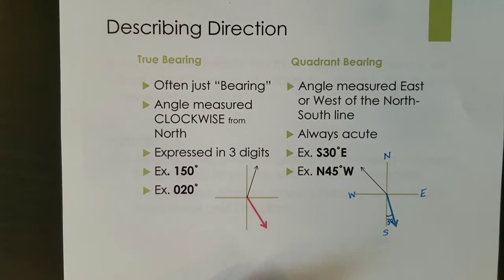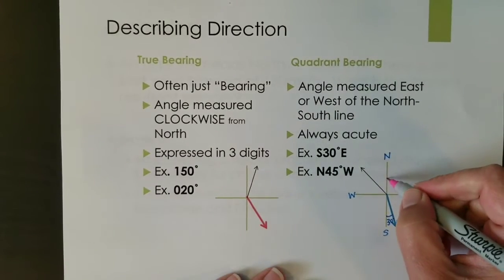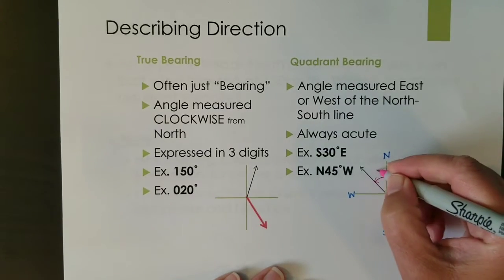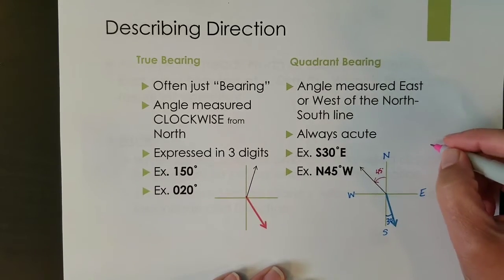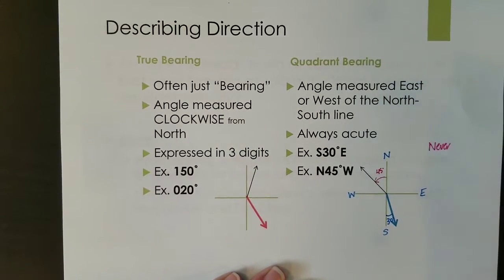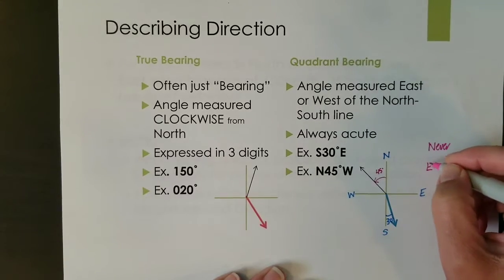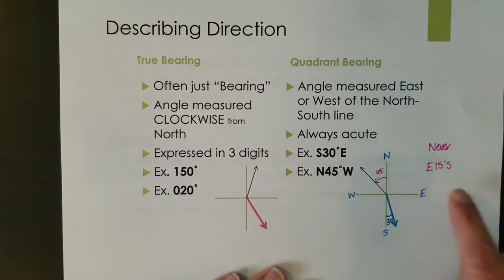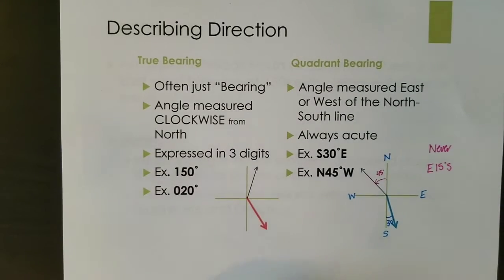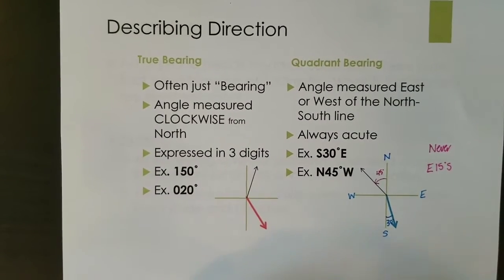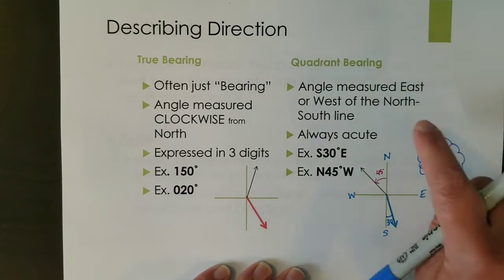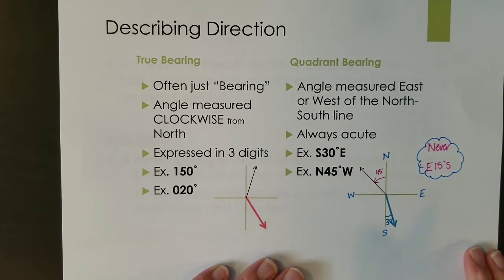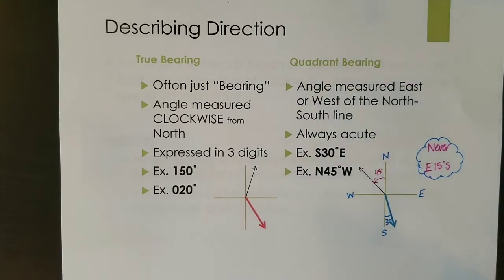The next one, north 45 degrees west. So starting from north, measure 45 degrees towards the west. And it's important to note that you'll never have something like east 15 degrees south. That never, ever, ever happens. You'll always have to measure from north or south. So it always goes starting with the north or south, and then an acute angle and what direction it's pointing towards, the east or the west.